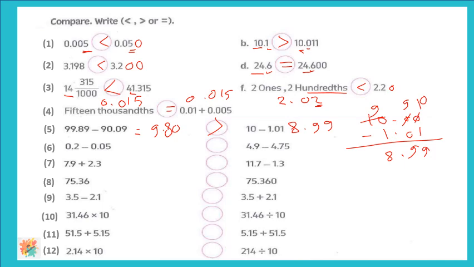The next question, 0.2, it means 0.20 minus 0.05, it will be 0.15. You can do minus. And here 4.9, it means 90 minus 57, it will be 10 minus 5 equals 5, and 8 minus 7 equals 1, and here it is 0.15, so both of them are equal.